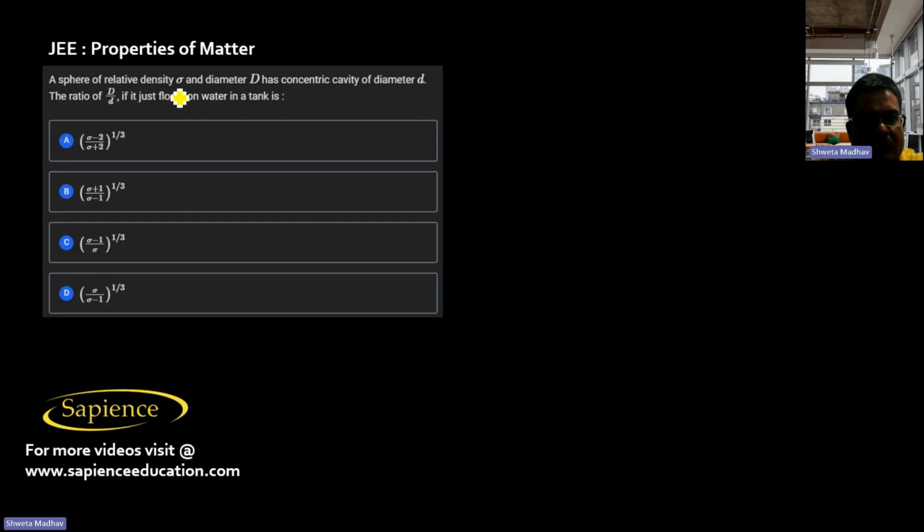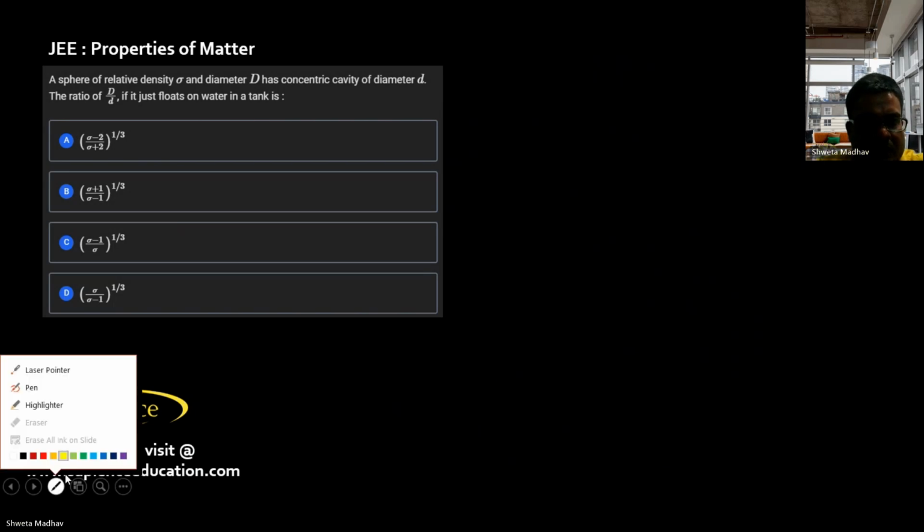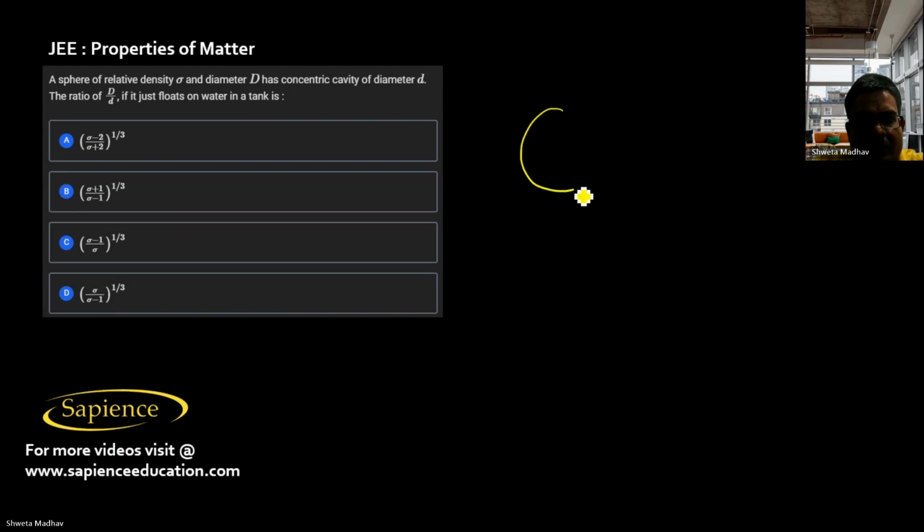Here it is told a sphere of relative density sigma and diameter D has a concentric cavity of diameter d. A sphere is there, which is having relative density sigma. It means that its density by density of water is sigma, and diameter is D, so the radius is D by 2, and it has a concentric cavity of diameter d, so its radius is also d by 2.